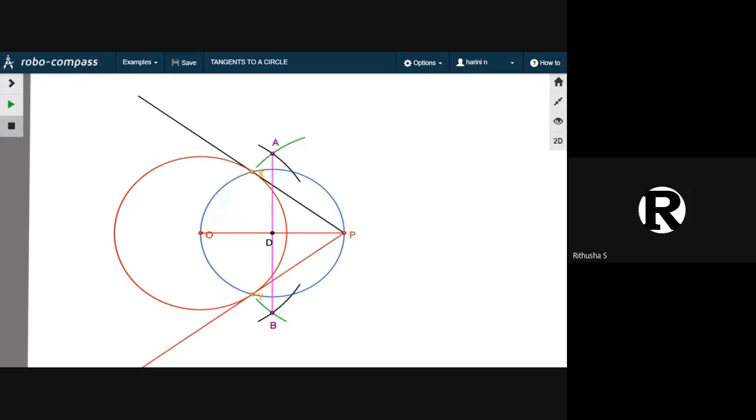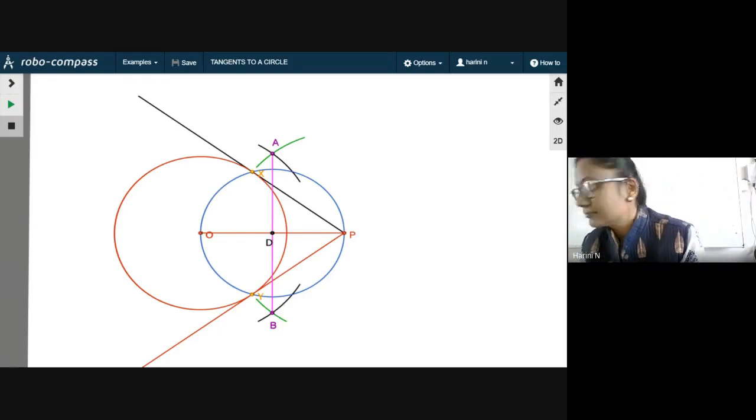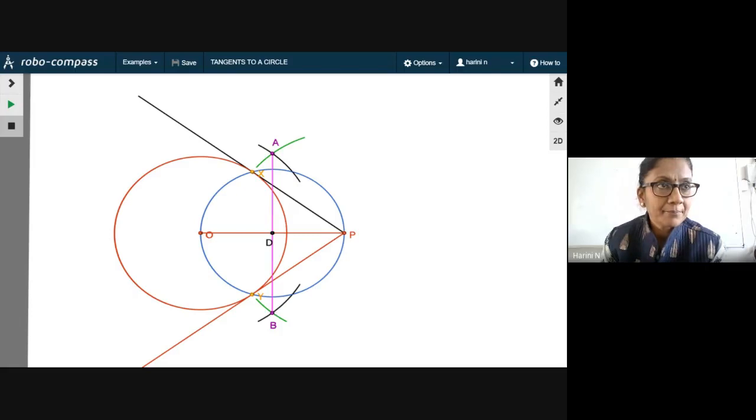Yes, ma'am. What was the next step? Ma'am, let D be the intersection of the perpendicular bisector and segment OP. Should we write it like that, or can we write it in a simpler manner? Mark D as the midpoint of OP, because we've drawn the perpendicular bisector to find the midpoint. Okay, so mark D as the midpoint of OP.